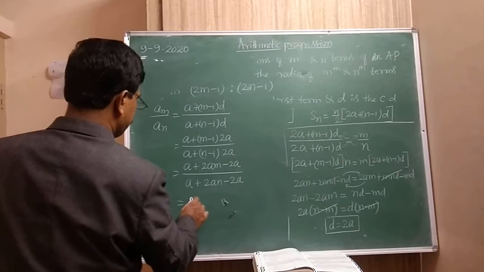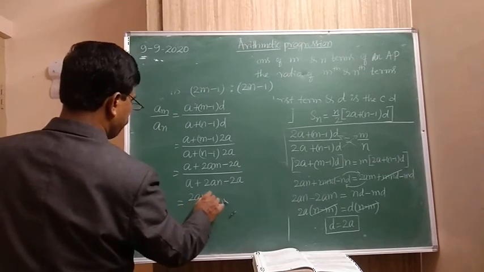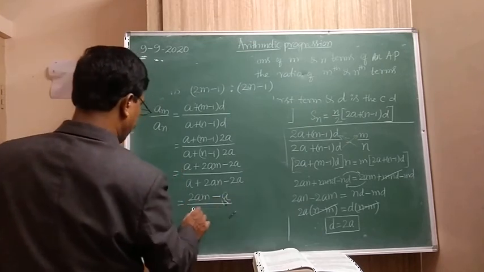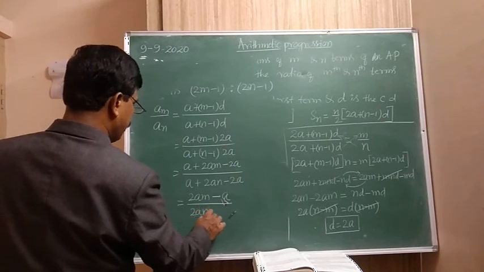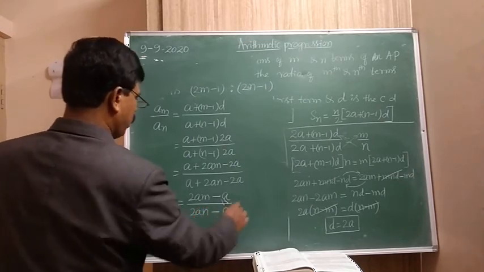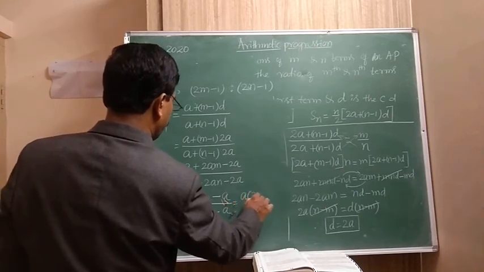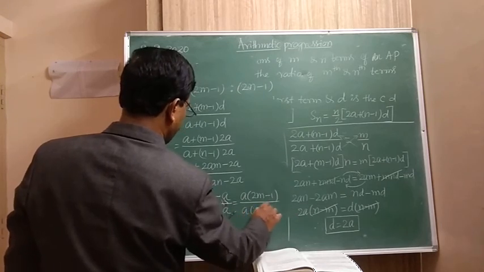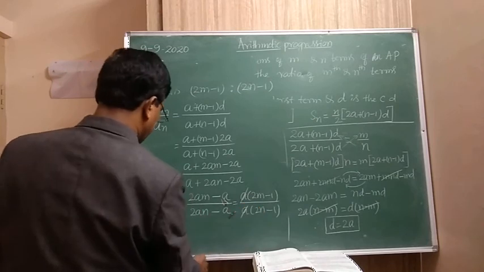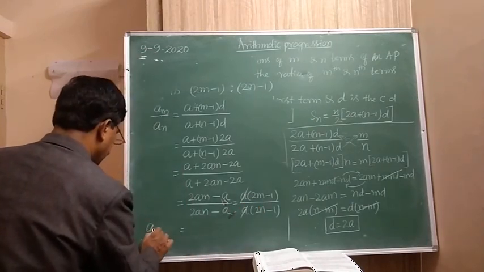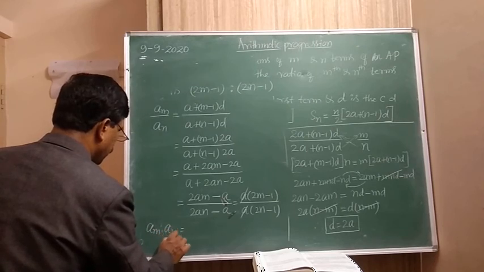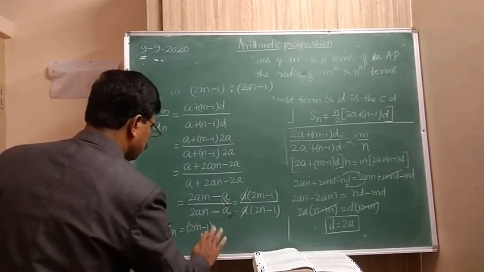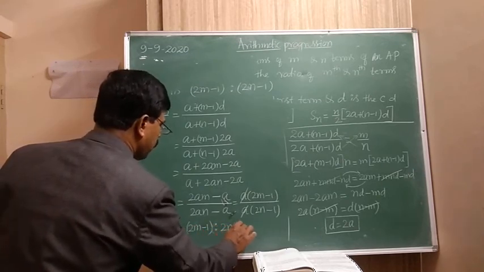Now here, in 2am minus 2a, one a is gone, so minus a is left. Similarly here, 2an minus a. Now a is common, left out is 2m minus 1 by a common, 2n minus 1. a gets cancelled. So am is to an is equal to 2m minus 1 is to 2n minus 1.